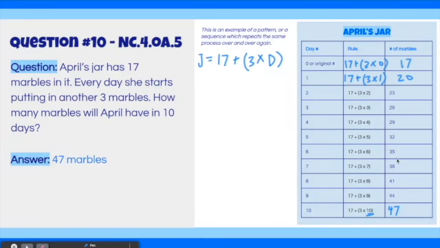Okay, so another way to solve this question without creating this whole chart is just plug in the number of days into this D. So for example, we're trying to figure out how many marbles April will have in 10 days. So we're just going to do 17 plus 3 times 10 for D. And that just equals 17 plus 30, which gets you the same thing. So that is 47 marbles.